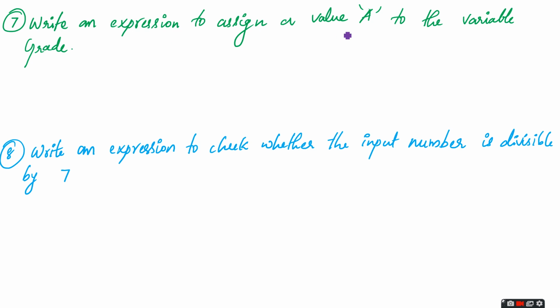Next, write an expression to assign a value a to the variable grade. That means I want to assign the value a. It is a string. So we'll write grade equal to a. Next question. Write an expression to check whether the input number is divisible by 7.